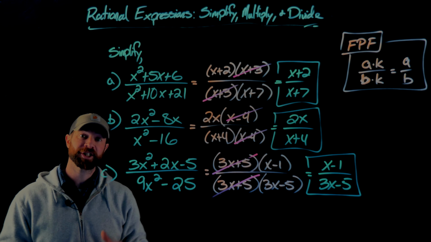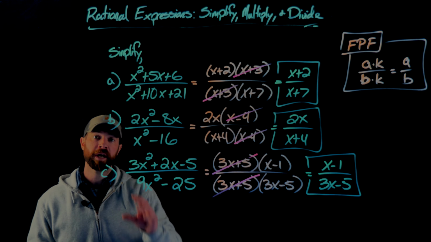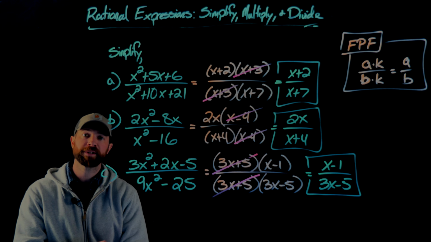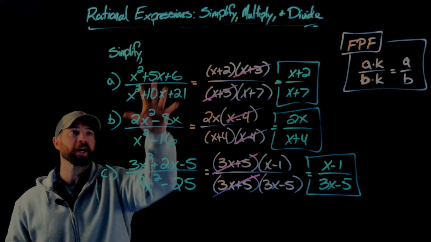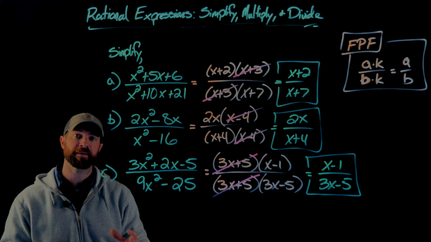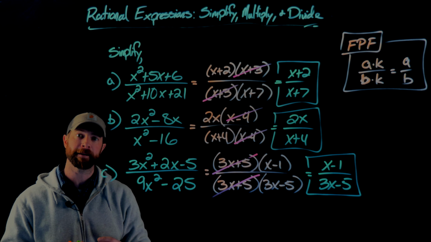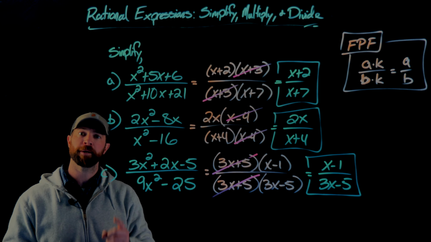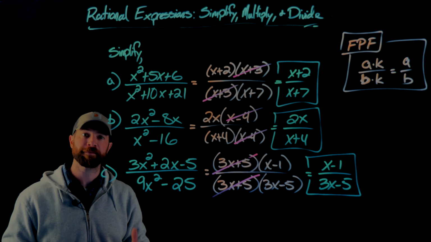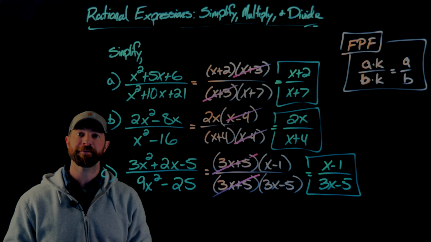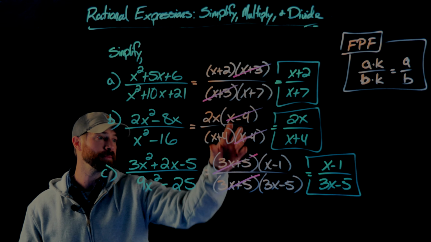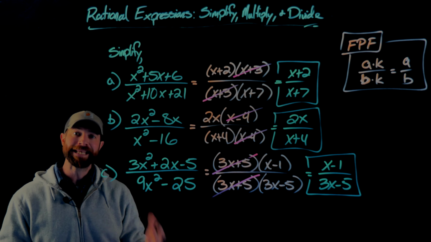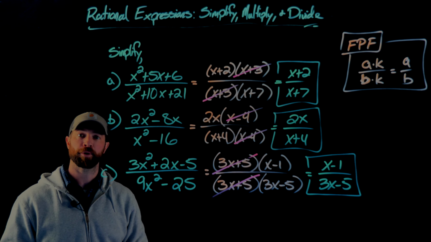Before we get into multiplication and division, which are very, very similar, let's just recap. What I'm always going to do is factor first. I don't try to cancel anything when it's in this expanded form. I'm going to factor as much as I can so that I can implement the fundamental principle of fractions. The fundamental principle of fractions lets me cancel common factors if I have them between the numerator and the denominator, leaving me with my final simplified product.